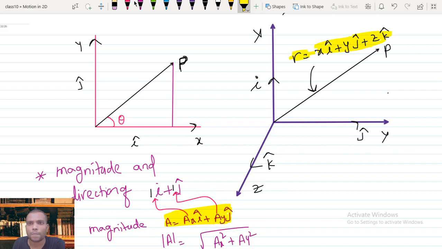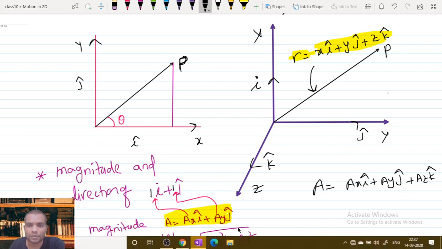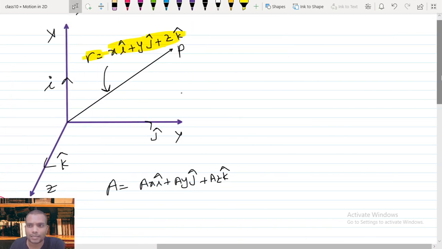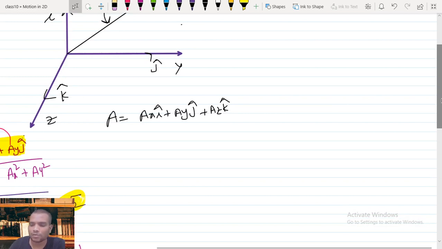Other than the position vector, just like in the previous case, if A is a vector in three dimensions, we can represent it as ax i cap plus ay j cap plus az k cap. And here we need to find the magnitudes ax, ay, az. So how can you get that? ax equal to A cos alpha, ay equal to A cos beta and az equal to A cos gamma.